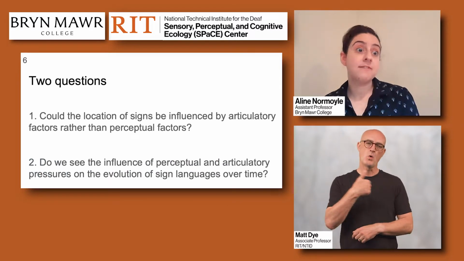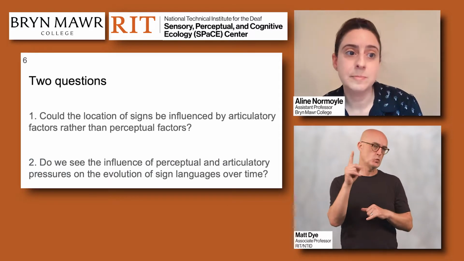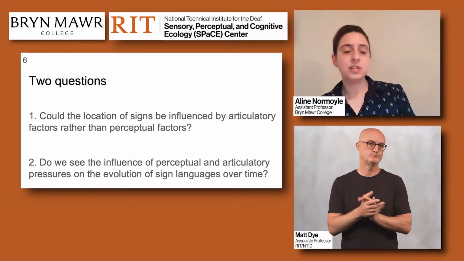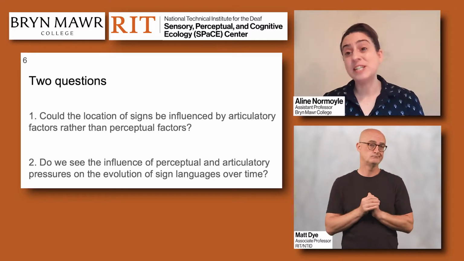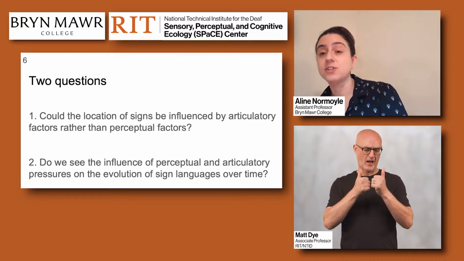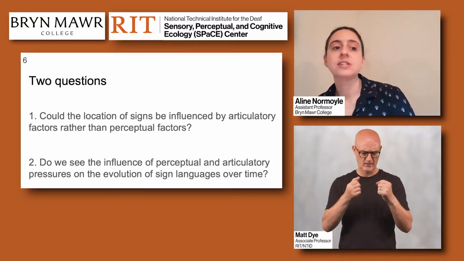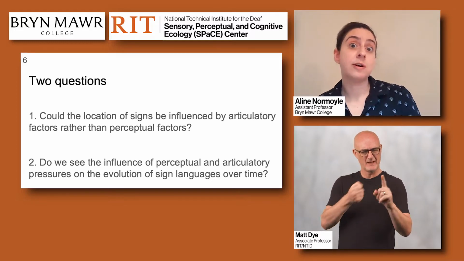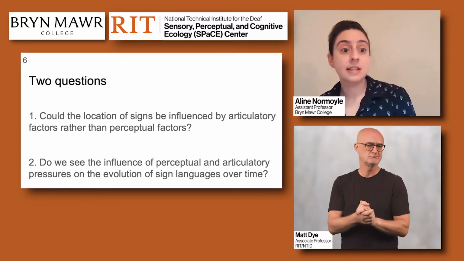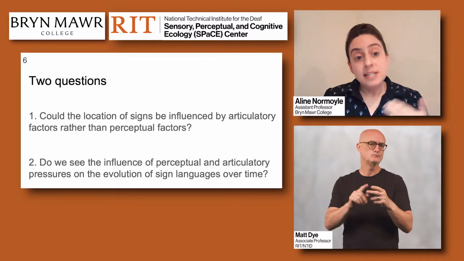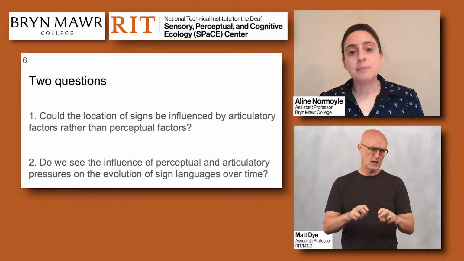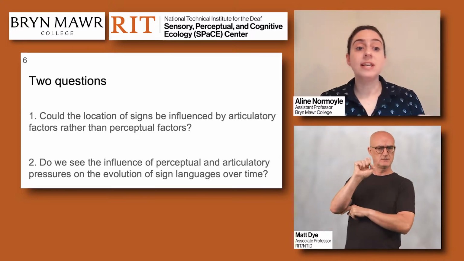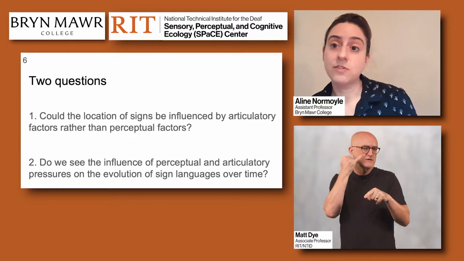However, we have at least two important questions that remain. The first is, could the location of signs be influenced instead by articulatory factors rather than perceptual factors? And secondly, these analyses were done on a mature language, namely American Sign Language. Do we see the influence of these perceptual and articulatory pressures on the evolution of sign languages over time?